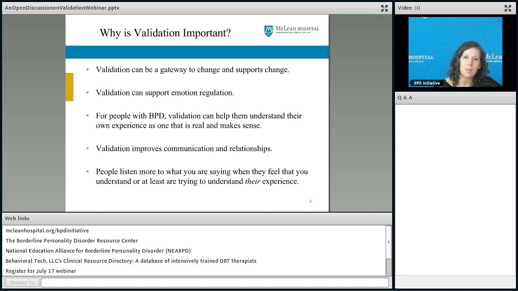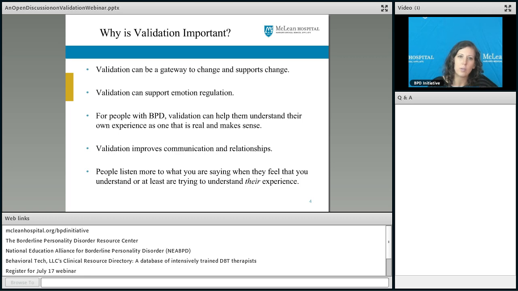So why is it important? I think most people, once they learn and start to master validation, find that this is probably one of the most invaluable interpersonal skills that they can use in their life. This can be with your family member who suffers with BPD, but validation is a skill that works for everybody. And validation can be a gateway to change.